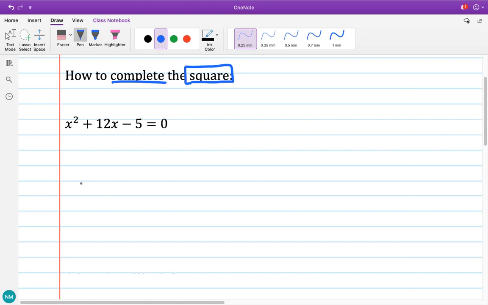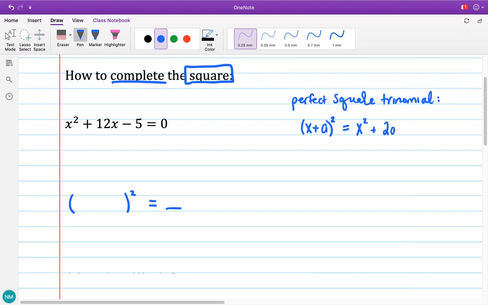My end goal is to get something squared equals something. That is what I want. But the issue here is that this is not a perfect square trinomial. A perfect square trinomial is where you have, let's just say, x plus a squared is going to equal x squared plus 2a x plus a squared.